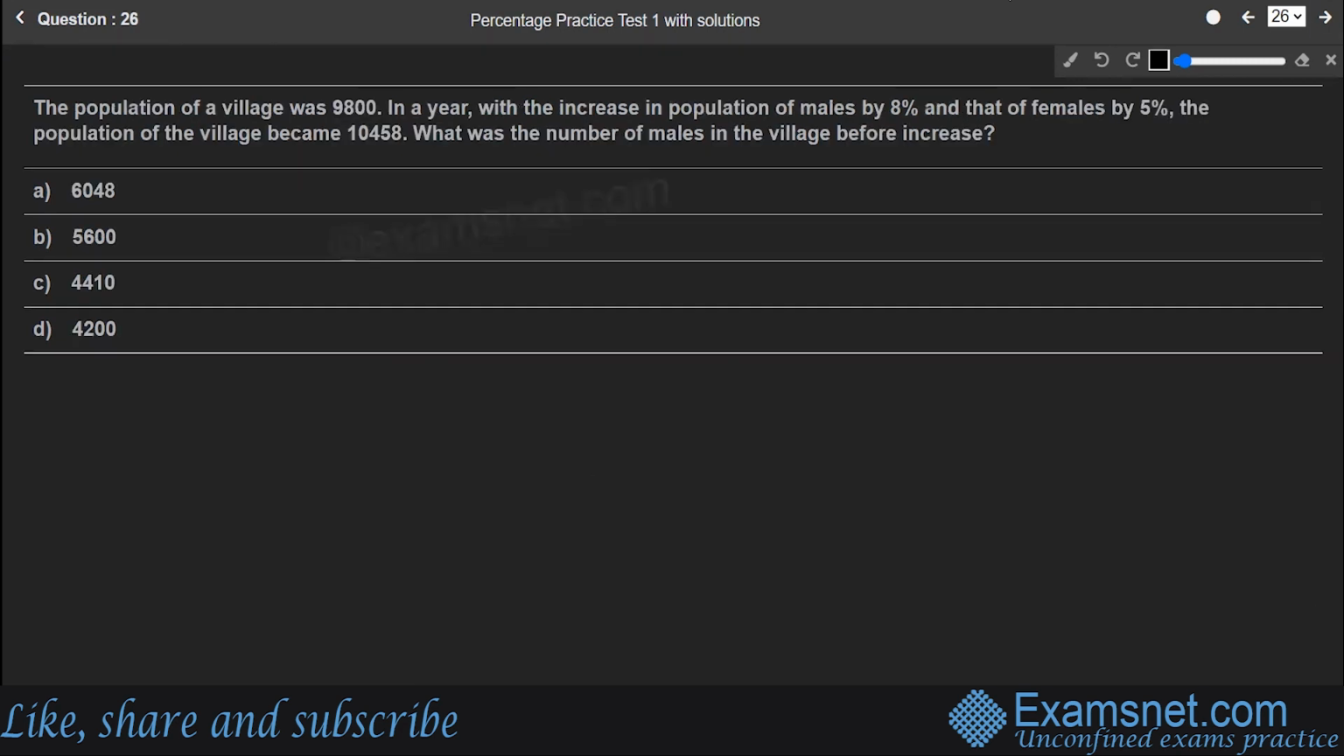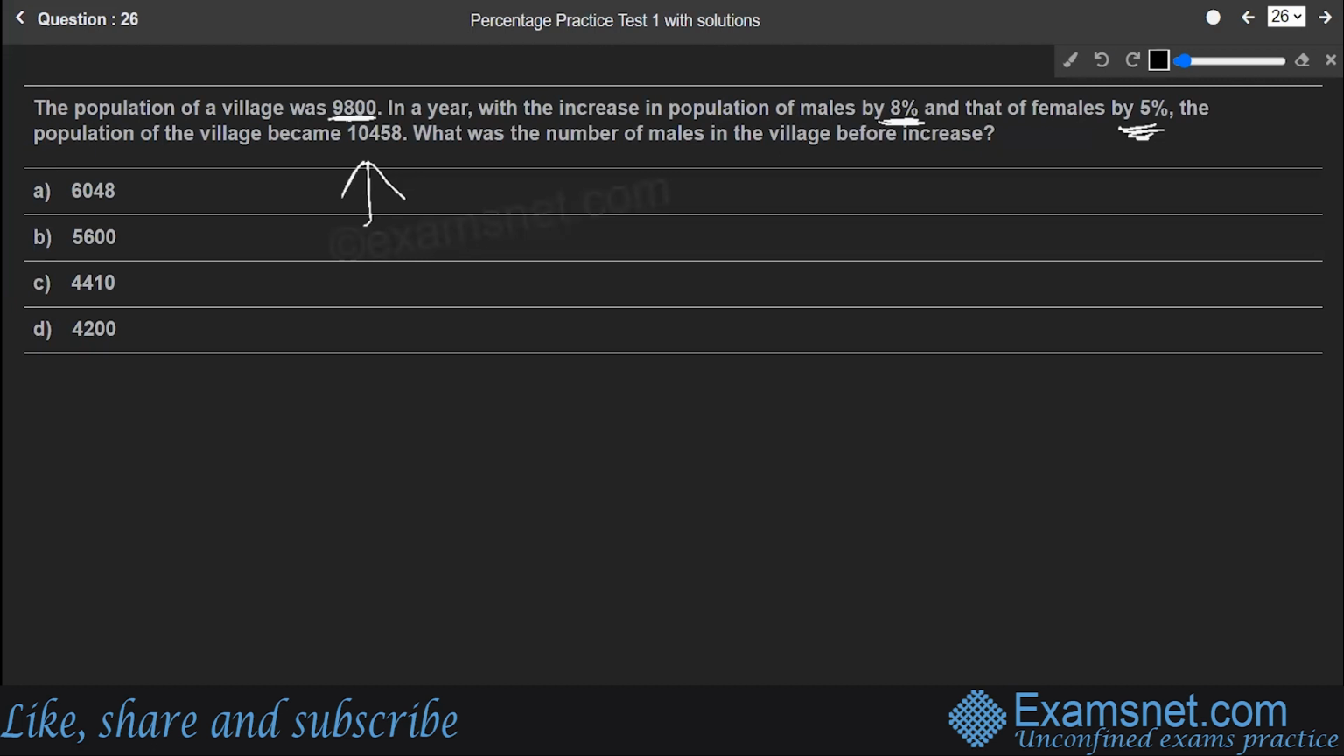Now he says the population of a village was 9800. In a year, with the population of males increasing by 8% and that of females by 5%, the population of the village becomes 10,458. Here, he has not mentioned the actual distribution between males and females in the total population. He's asking for the number of males in the village before the increase. So, obviously, we'll have to begin by assuming something. We'll start the question by assuming that the number of males is X, or let's say the number of females is X, and then we can apply the percentage increase to that.